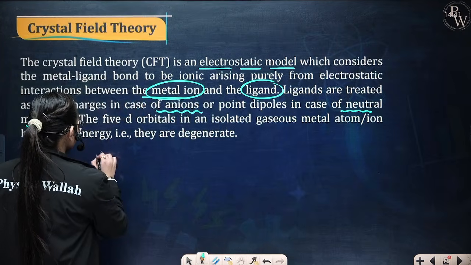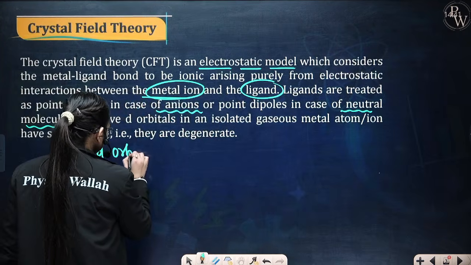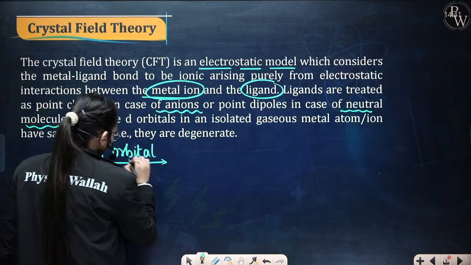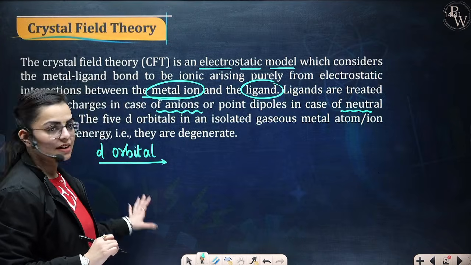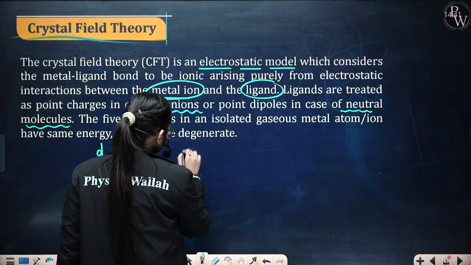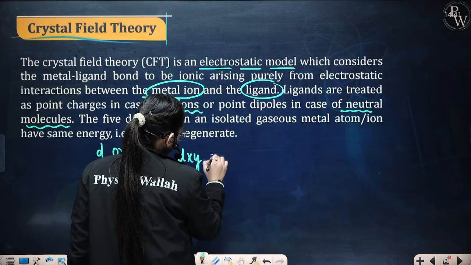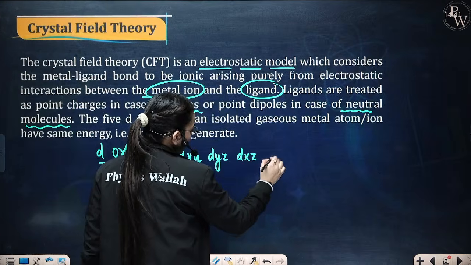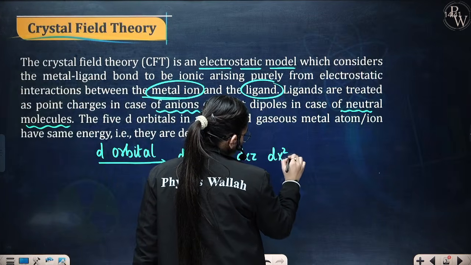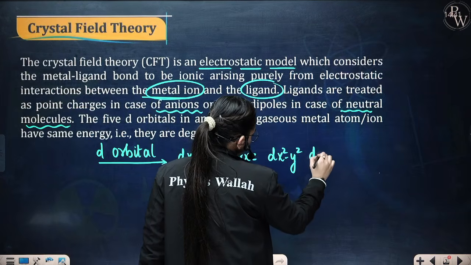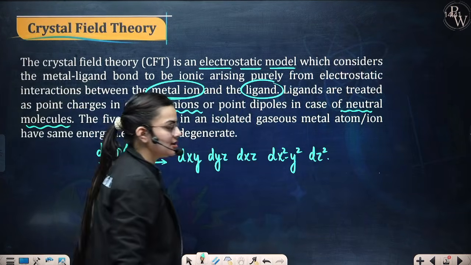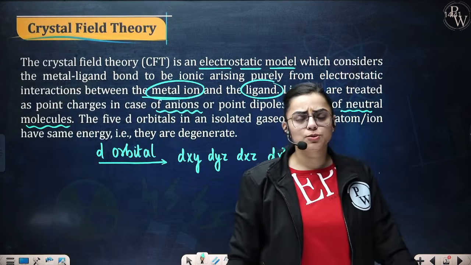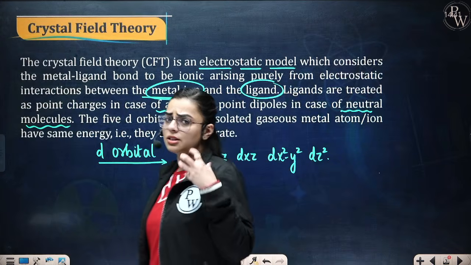If I talk about d orbitals, there are basically 5 d orbitals. Which ones? They are dxy, dyz, dxz, dx square minus y square, and dz square. Am I right? So what are the shapes of these orbitals? Let us draw the shapes of these orbitals in order to understand the concept in depth.